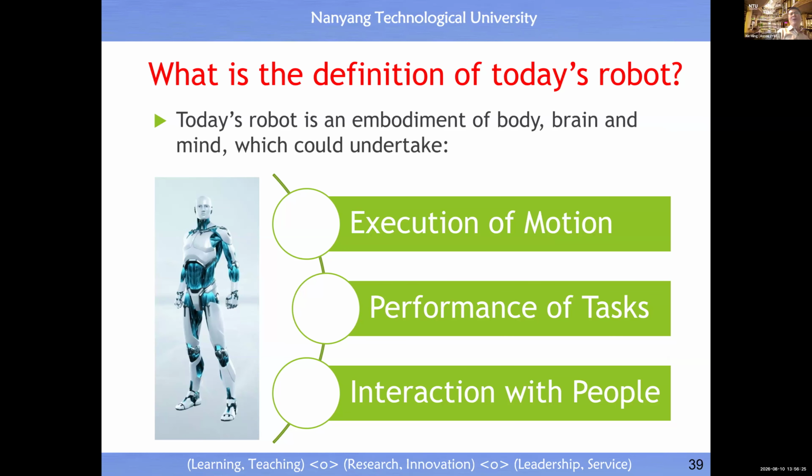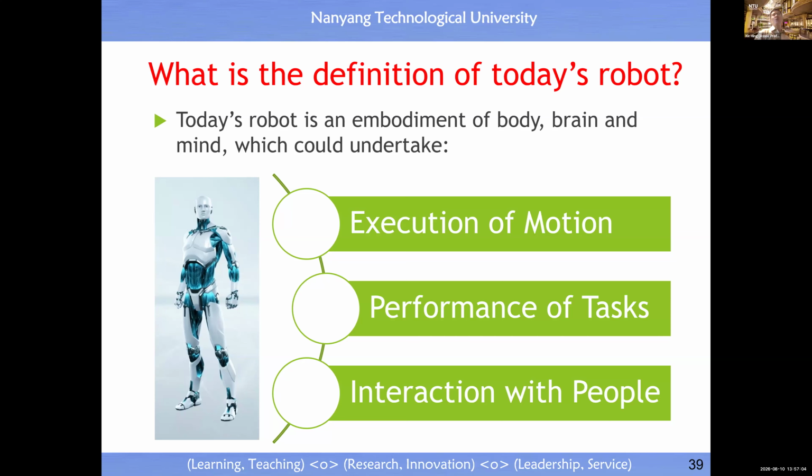Then you may ask yourself, what is the definition of today's robot? Here I am showing you three key points inside the answer. A robot must be able to execute motion. So immediately you understand, a robot must have this mental capability to transform the description of a task all the way into a description of the motion. Then through the execution of the motion, the robot gives the impression that it is able to perform a task. So task and motion are strongly related to each other.